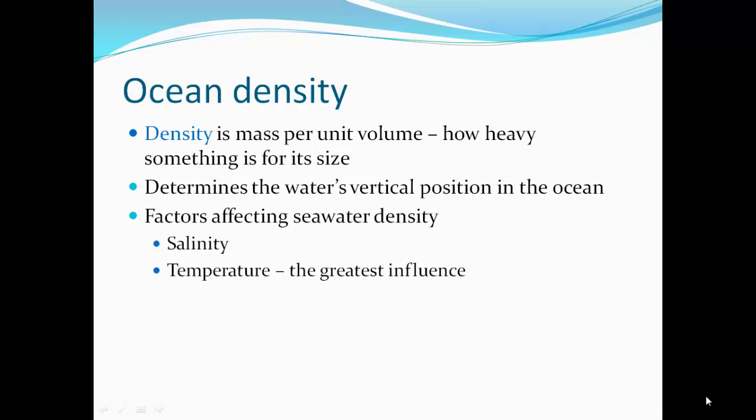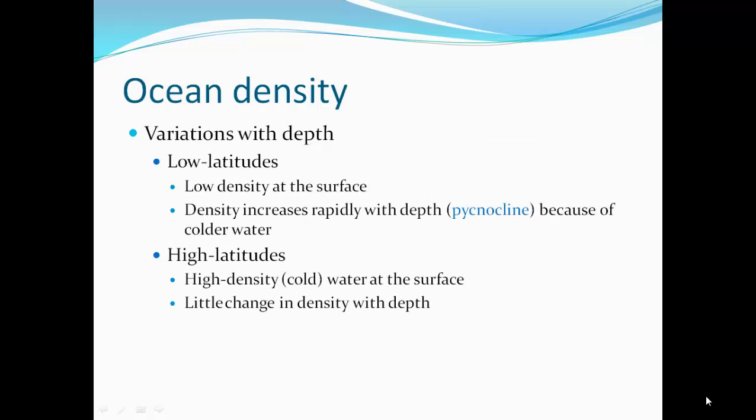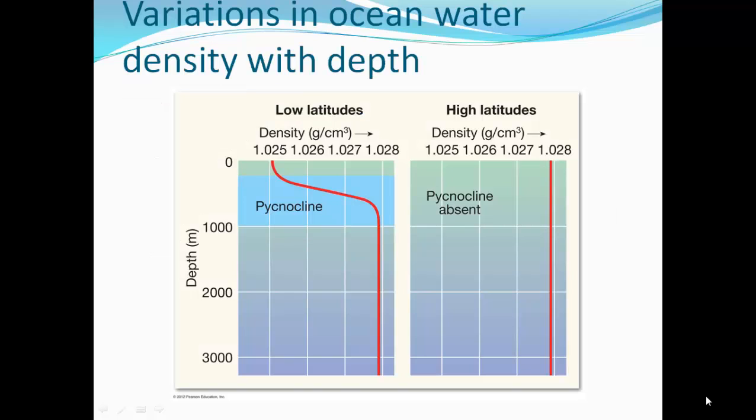Density is mass per unit volume, so how heavy something is for its size. This determines the water's vertical position in the ocean column. Factors affecting seawater density are its salinity and temperature, with temperature giving the greatest influence. So, variations with depth. In the low latitudes, there's low density at the surface. Density increases rapidly with depth. It's a pycnocline because of colder water. Okay, colder water is denser. In high latitudes, there's high density cold water at the surface, and there's very little change with depth.